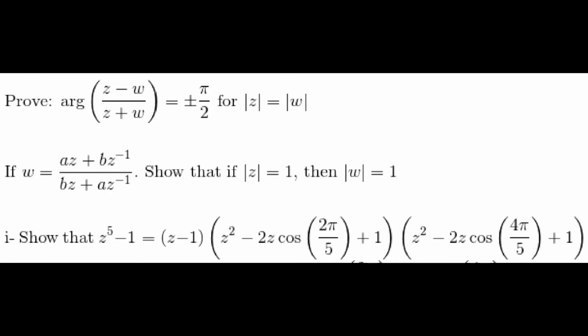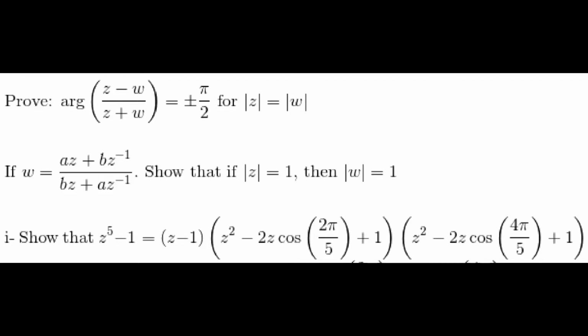For this video, I'll be working through the last question we see in this screenshot that a student has sent through to me. It says to show that z to the 5 minus 1 is equal to z minus 1 times z squared minus 2z cos 2 pi on 5 plus 1 times z squared minus 2z cos 4 pi on 5 plus 1.